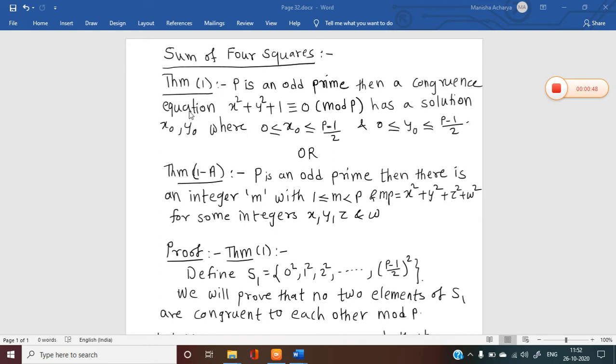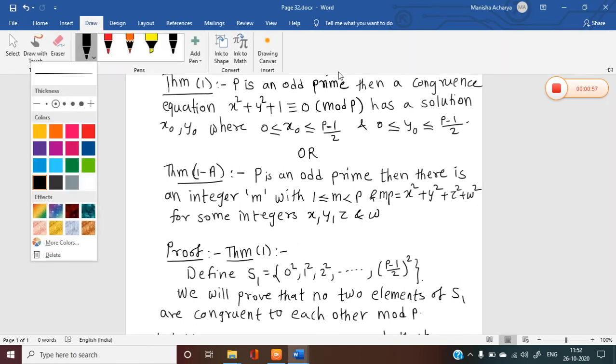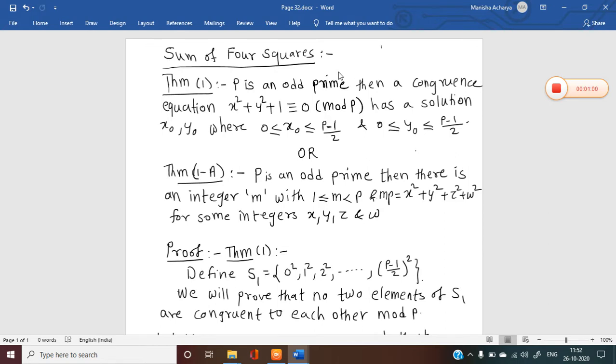And here we are going to show that every prime p can be expressed as sum of four squares. But when we express prime p as sum of four squares, it may happen that some of them may be equal to 0. For example, 2 is a prime number which we can express as 1 square plus 1 square plus 0 square plus 0 square. Then we say 2 can be expressed as sum of 4 squares. So in this fashion, we are going to show every prime can be expressed as sum of 4 squares, but where some of the squares may be equal to 0.